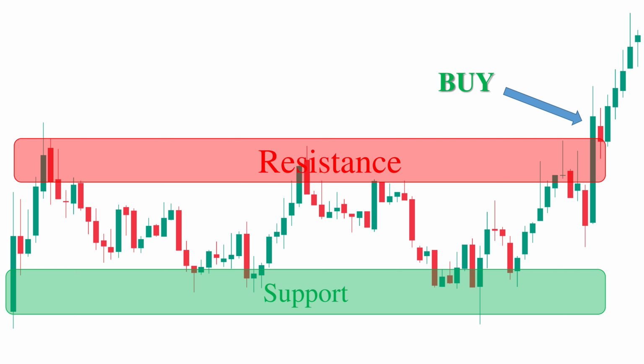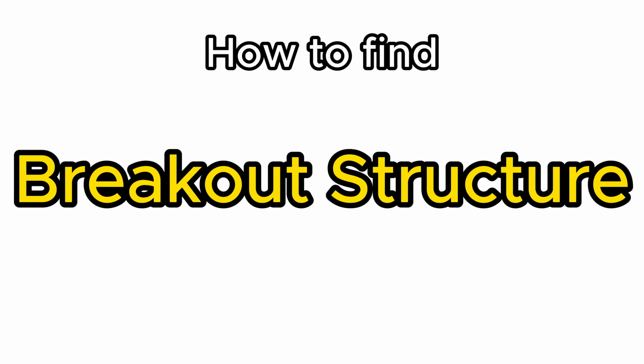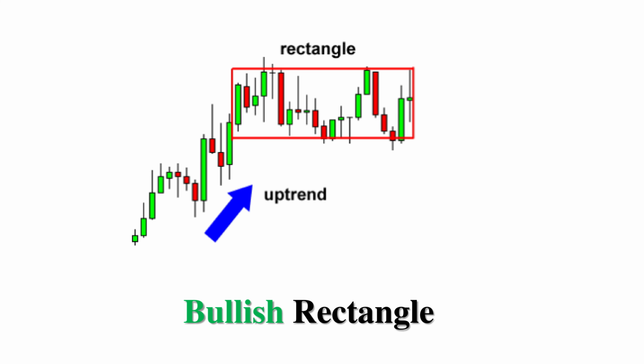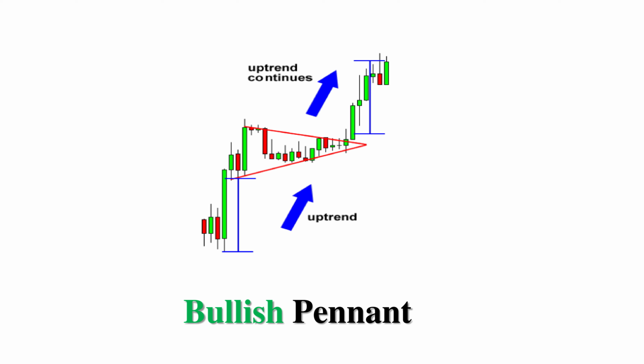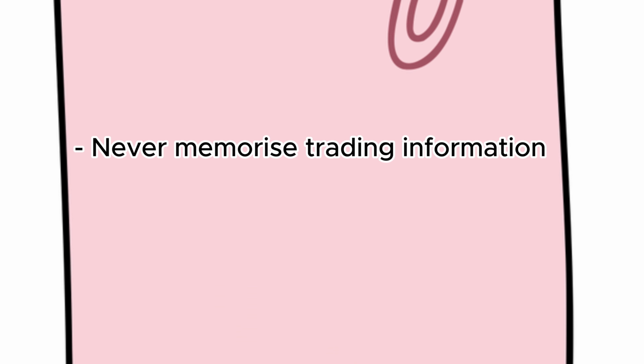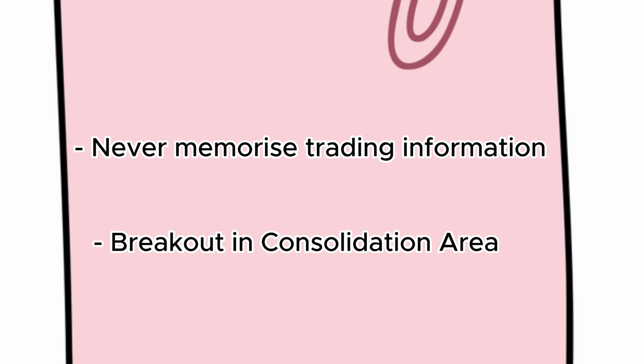One essential question is how to find out breakout structure. There are a lot of breakout patterns such as bullish rectangle and bullish pennant. As I mentioned in all of my videos, memorizing trading information will not help you to become a professional trader. You should always remember that in a consolidation area of the chart, there is a high chance of breaking out of the structure and going for a sharp increase or decrease.